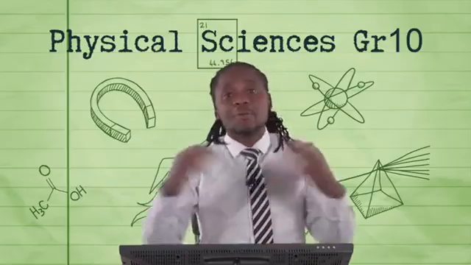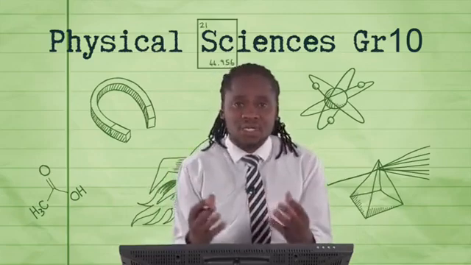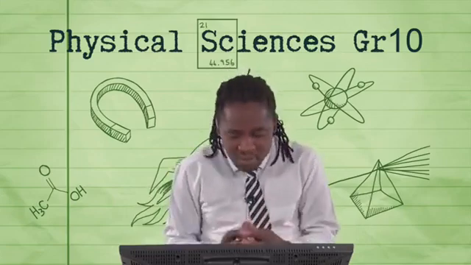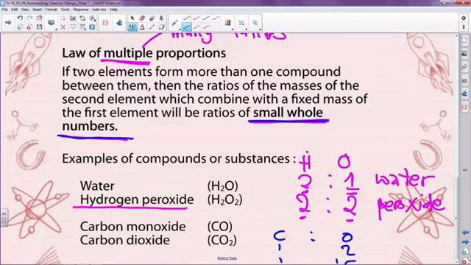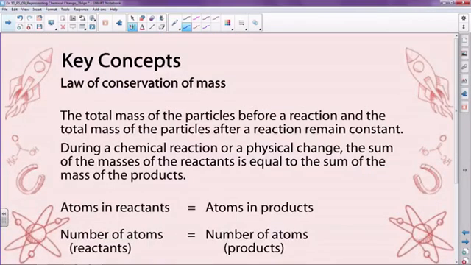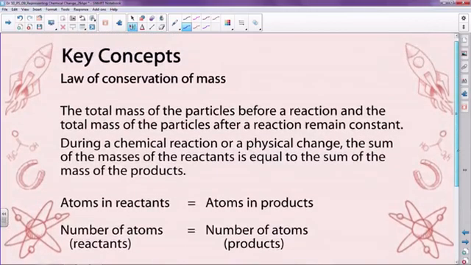So the law of multiple proportions suggests that if two elements form compounds, and there are alternatives in terms of the difference in the proportions of the ratio, then that's where the law of multiple proportions comes in. But it is also very important to emphasize that these ratios must be in whole numbers. Very, very key. Right.